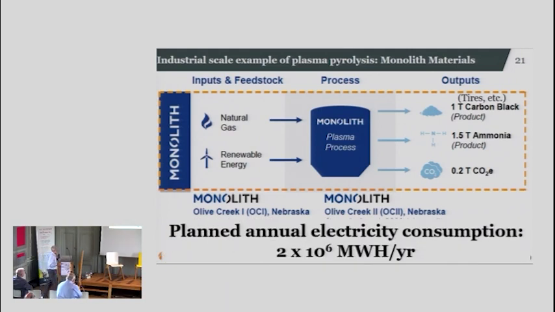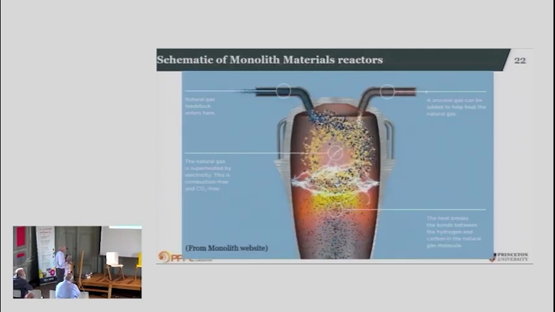So they've announced that when this full expansion takes place, they'll be using something like 2 million megawatt hours per year of electricity. So these plasma processes take a lot of electricity, which, by the way, is the reason that in the past people have not used plasma in large-scale chemical processing, because you use a lot of electricity. So here's a little schematic from their website. This is their reactor. Natural gas comes in one line. I think they typically use additional hydrogen. They mix it together. I call this artificial lightning.